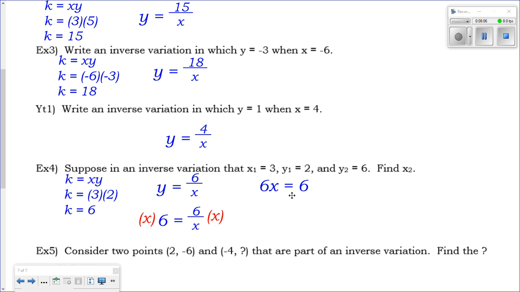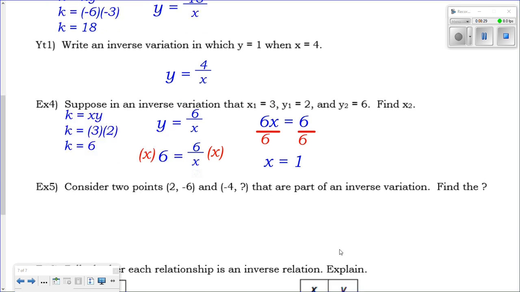Now I have 6 times x equals 6. The x is canceled out here, so I just have equals 6. Now how would I solve for x? I'm going to divide both sides by 6. What's x going to be? x is 1. So when y is 6, x is 1.